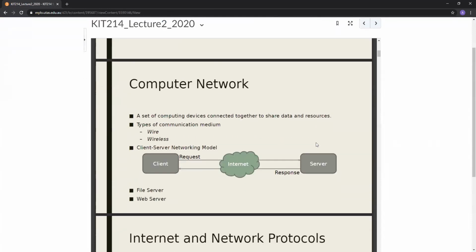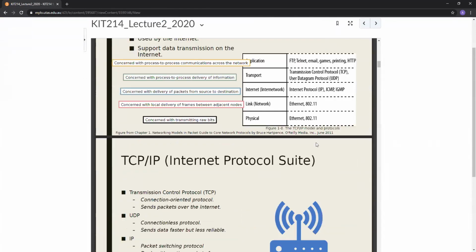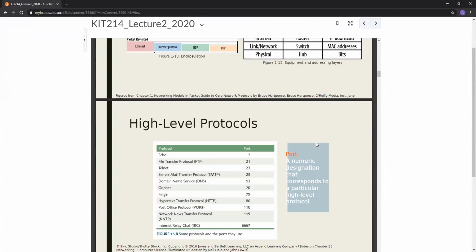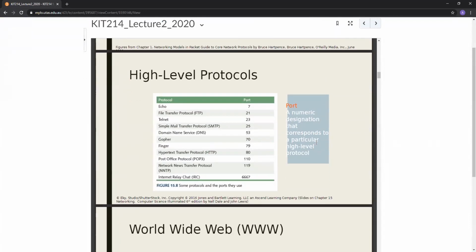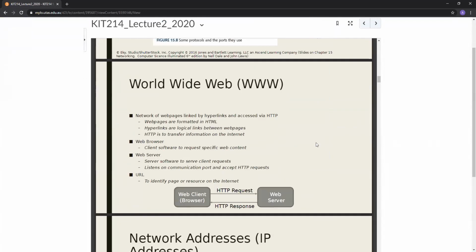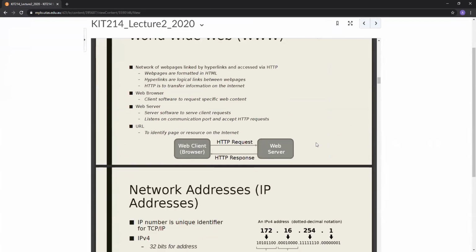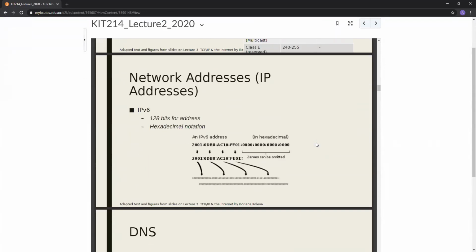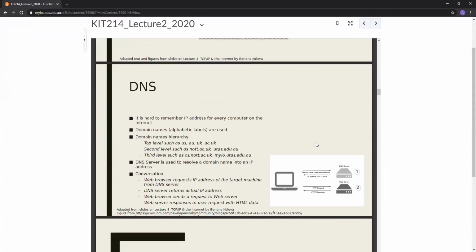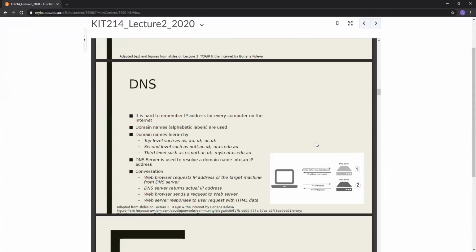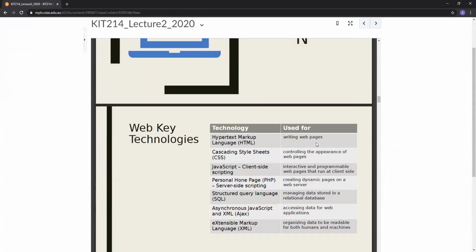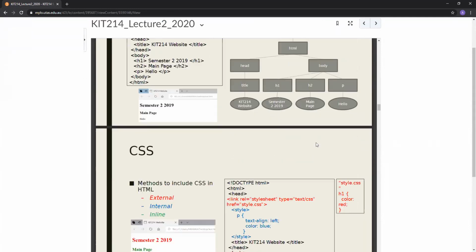Okay, so the next part was about web applications, going through different protocols, and then we looked into what the World Wide Web is, and IP addresses. These are not exactly that important either. These are mainly background stuff.